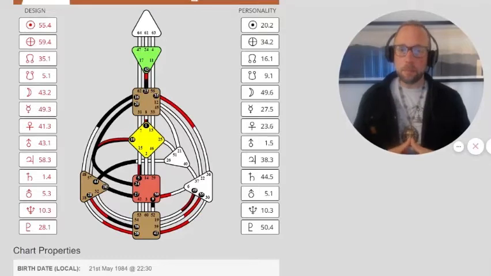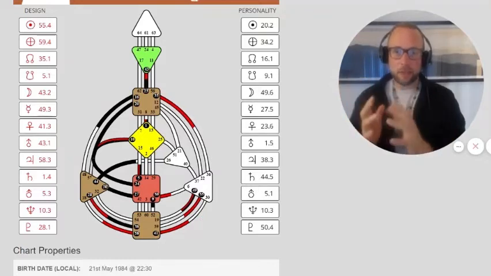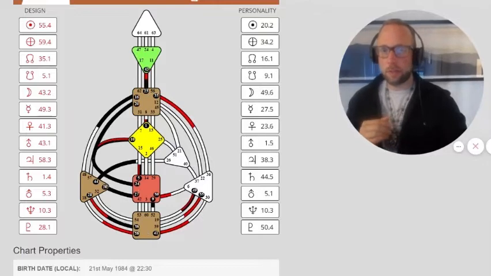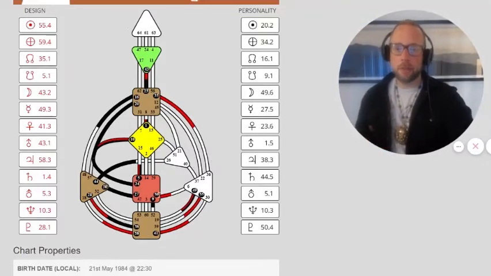But for now, the flip side of that is the defined centers. So I have 6 defined centers and 3 undefined open centers. So my 6 defined centers are what I can count on.